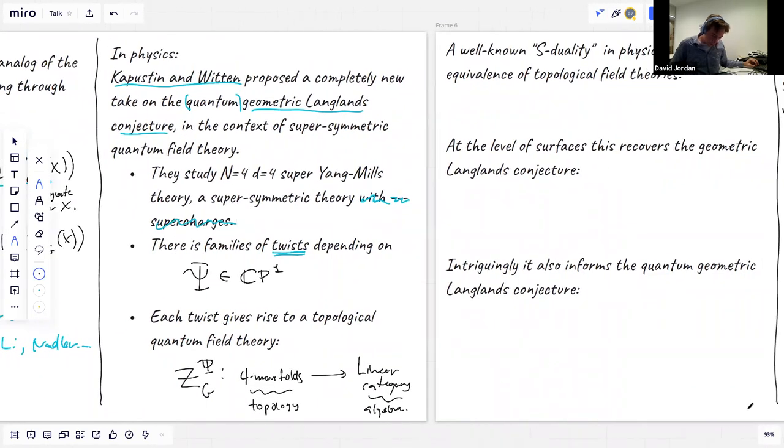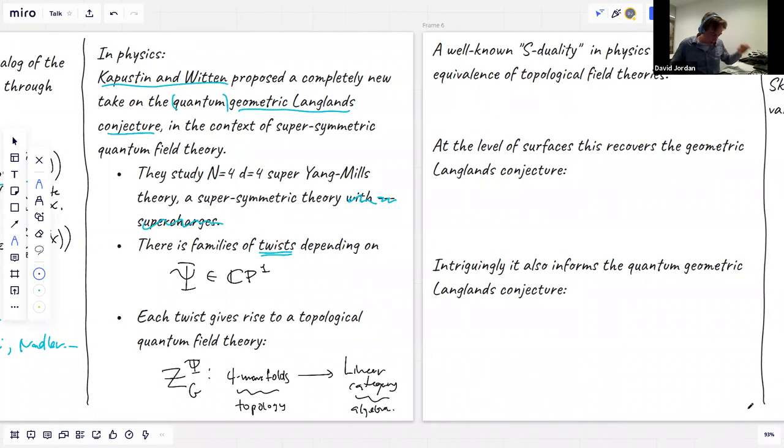And what was really remarkable about their proposal is that these theories C, G, psi were argued using ideas from physics to be equivalent under the application of Langlands duality. So I've said already what the Langlands dual group is, and then psi L here is just defined by the equation that psi times its Langlands dual is equal to minus one. Okay. So this S duality is a notion coming from physics, and it predicts a relationship between the group G and its Langlands dual.